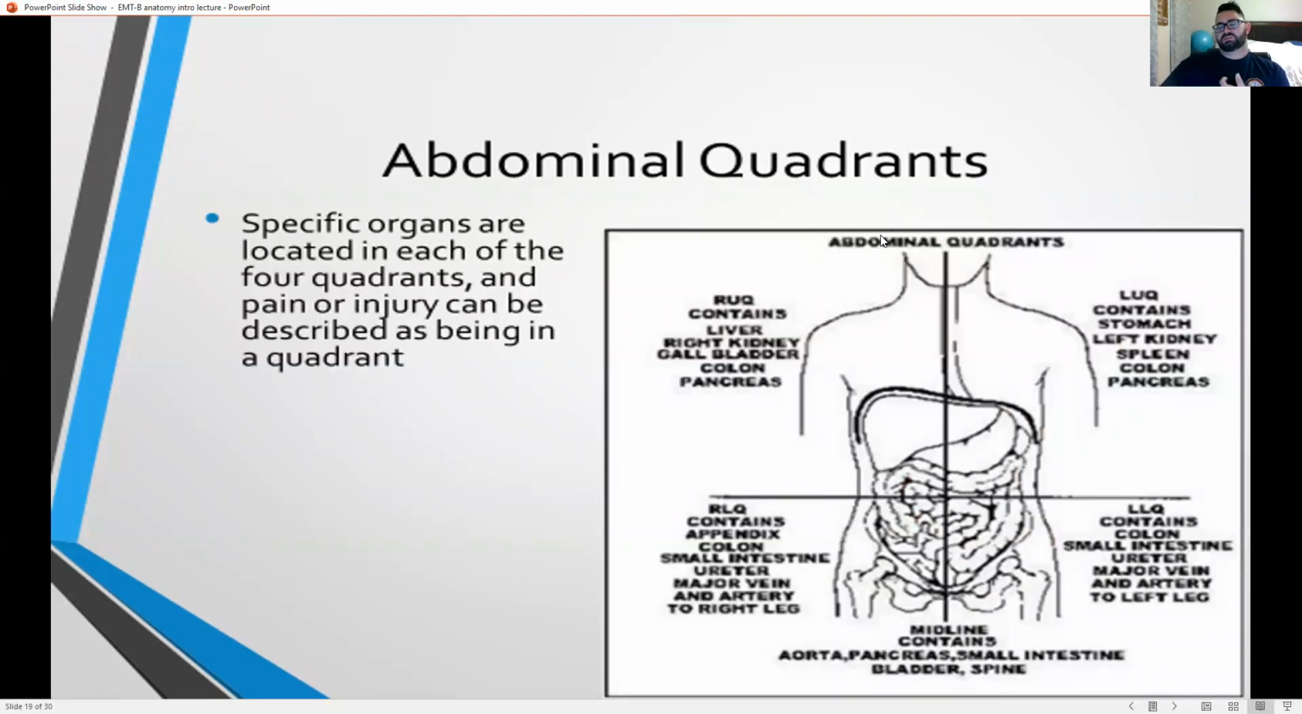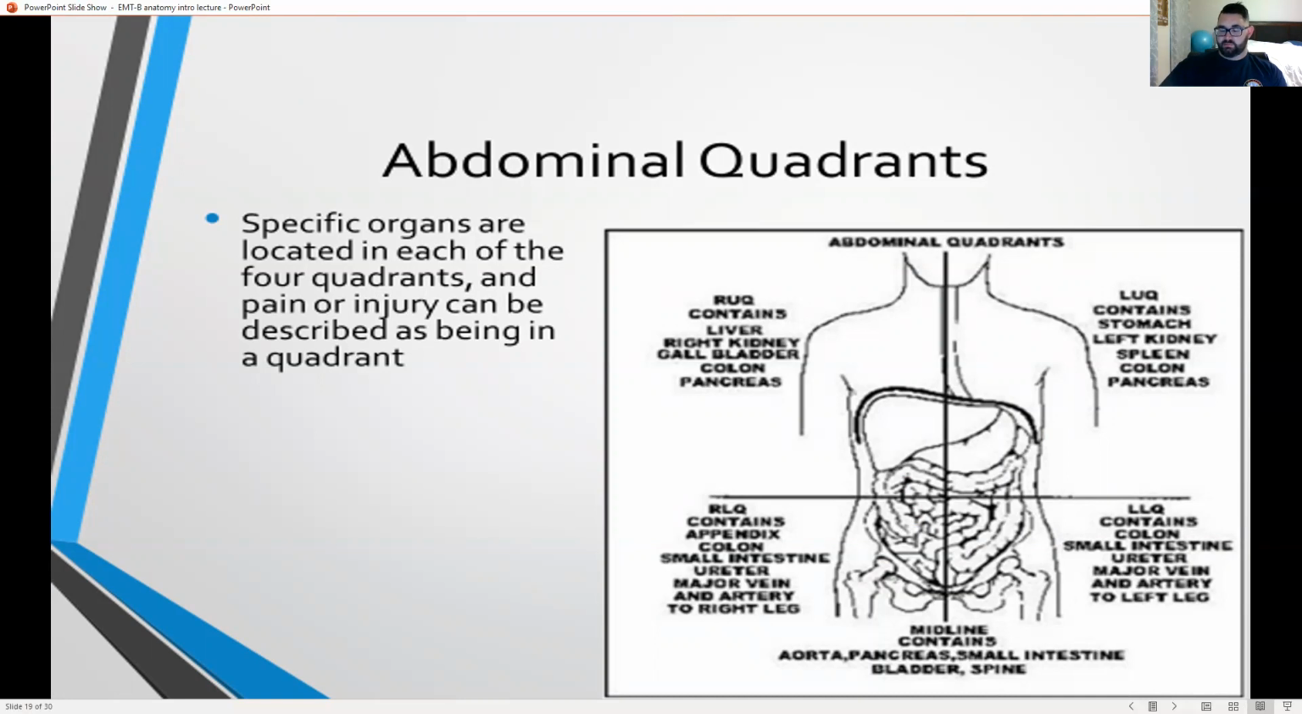So there are specific organs located in each quadrant, and pain or injury can be described as being in that quadrant. So let's talk about it. Your right upper quadrant will contain your liver, your right kidney, your gallbladder, some colon, and your pancreas. Right lower quadrant contains your appendix, the colon, small intestine, the ureter, major veins and arteries to the right leg. Your left upper quadrant contains your stomach, left kidney, spleen, colon, pancreas. Left lower contains colon, small intestine, the ureters, major veins and arteries to the left leg.